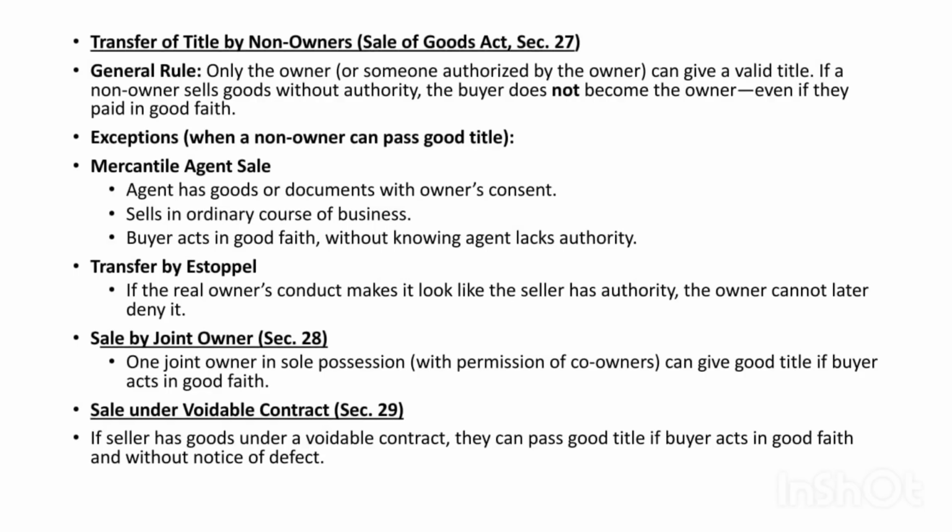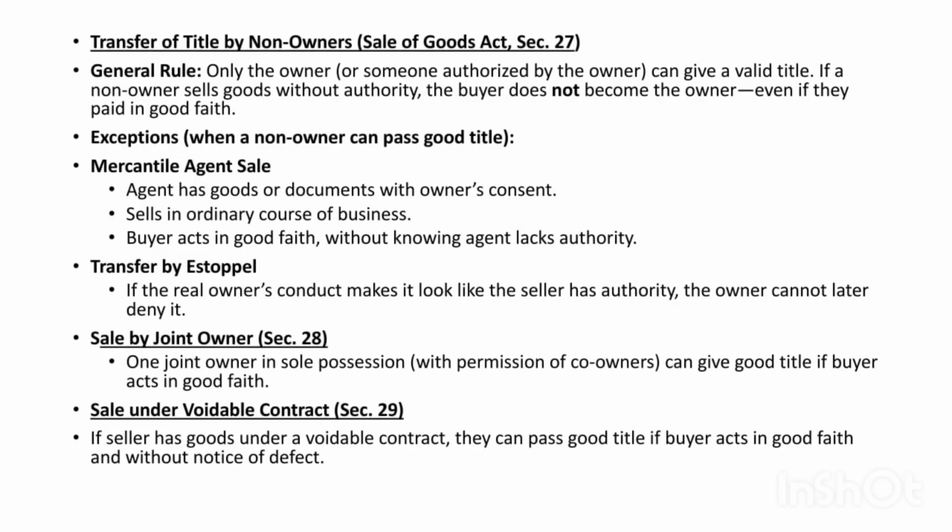First, when a non-owner can pass good title. But businesses would stop if this rule had no exceptions. So the Act gave cases where a buyer gets good title even from a non-owner. The first one is mercantile agent sale. A mercantile agent is like a dealer or a broker. He can pass good title if the agent has goods or documents with the owner's consent, sells in the ordinary course of business, and the buyer acts in good faith without knowing the agent lacks authority.